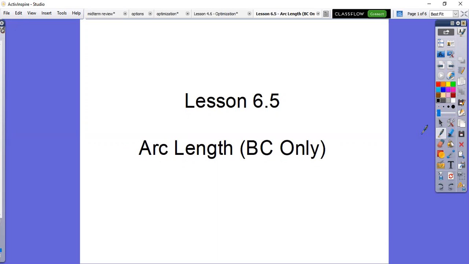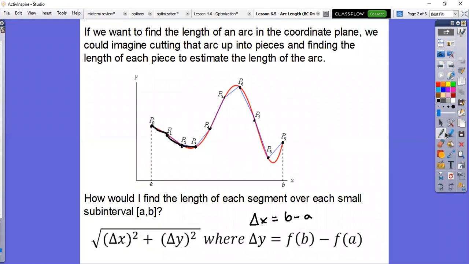Today we are talking about arc length. This is a BC topic only. So if you're in the AB class, you do not need to watch this, but it might be a good thing for you to watch to get a better understanding of calculus in general. So let's get cooking talking about arc length.